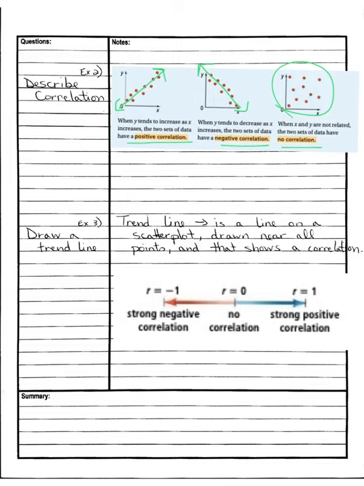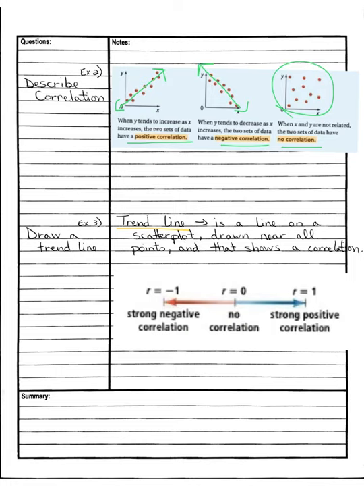So let's go back to what is a trend line? Well, a trend line here is a line. It is a linear straight line. It is not a connect the dots. So it is a straight line that's drawn near all the points and that shows a correlation.